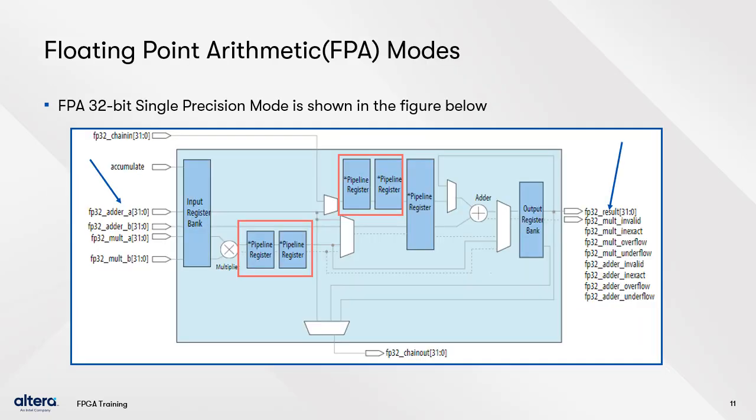The FP32 single precision floating point arithmetic DSP can perform the following modes: FP32 multiplication, FP32 addition or subtraction, FP32 multiplication with addition or subtraction, FP32 multiplication with accumulation, FP32 vector 1, FP32 vector 2. Multiplication mode allows you to apply the basic floating point multiplication equation. The result is the multiplication of two given inputs. The floating point multiplication mode supports the following exception flags: invalid, inexact, overflow, or underflow.